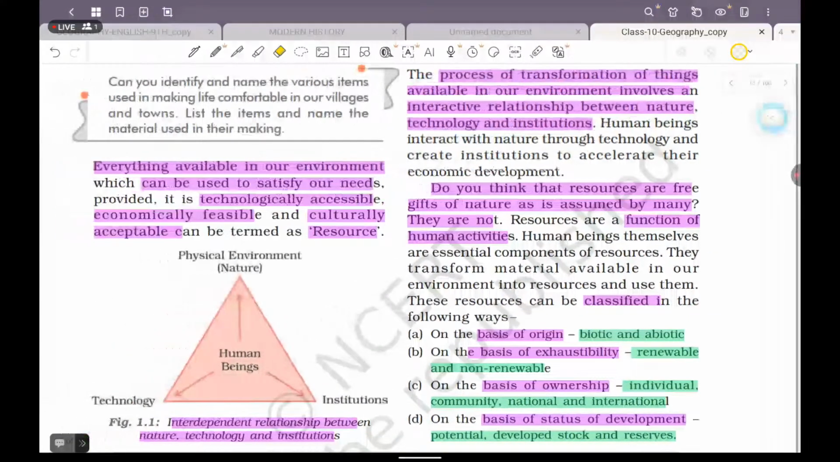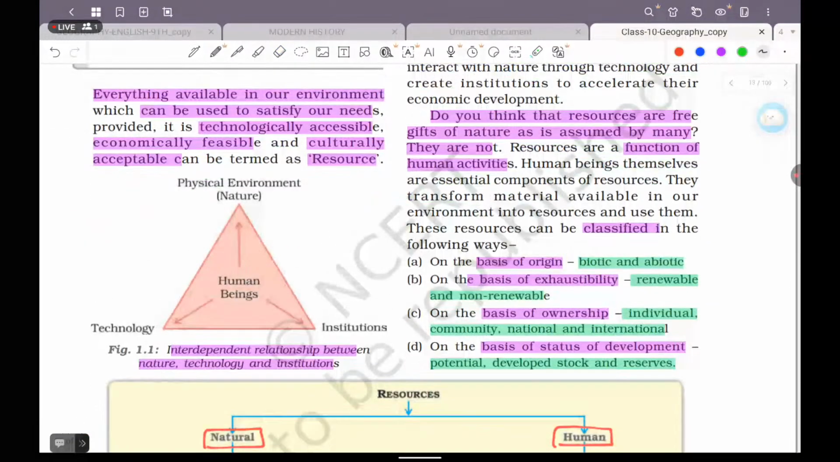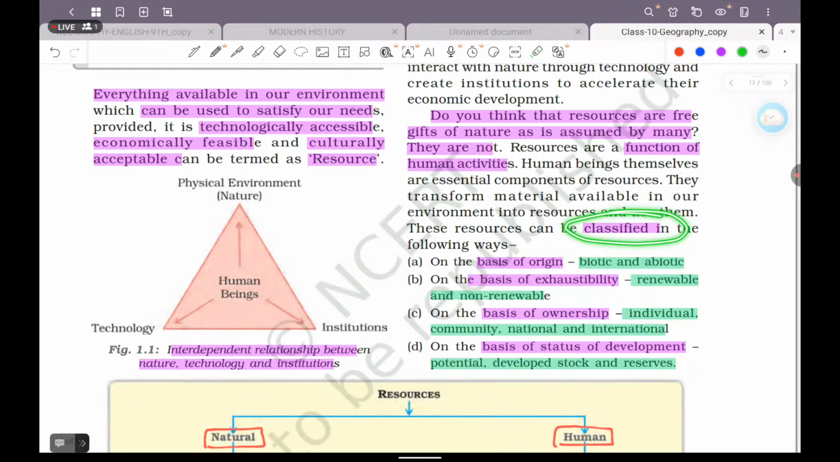So if we classify the natural resources, on the basis of origin, they are biotic and abiotic; on the basis of exhaustibility, they are renewable and non-renewable; on the basis of ownership, they are individual, community, national and international; and on the basis of the status of development, they are potential, developed stock, and reserves. So this is the classification of the resources.